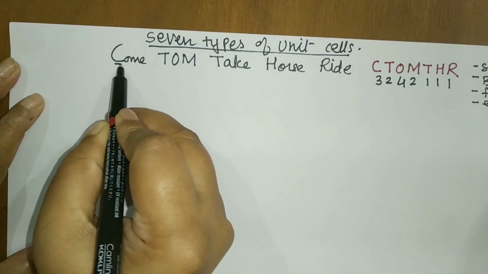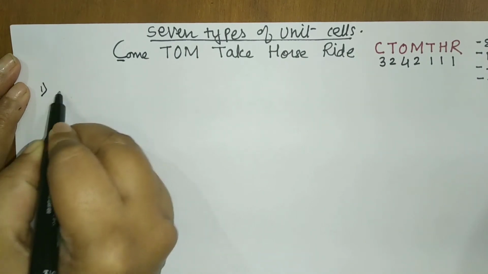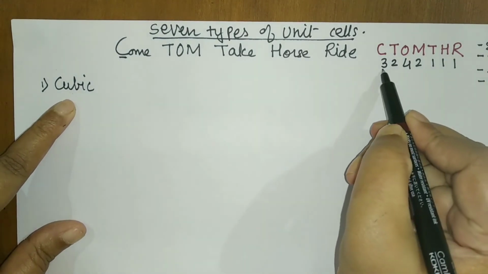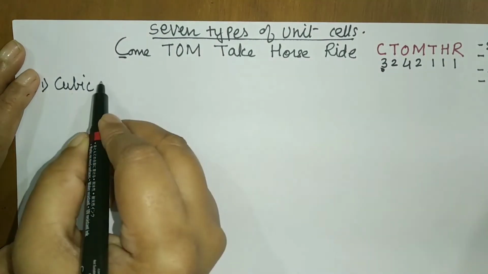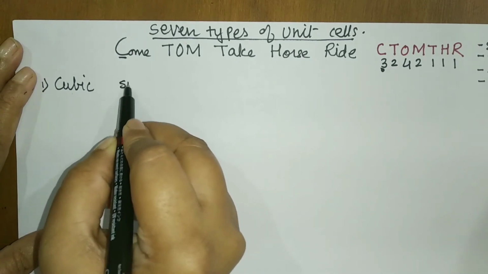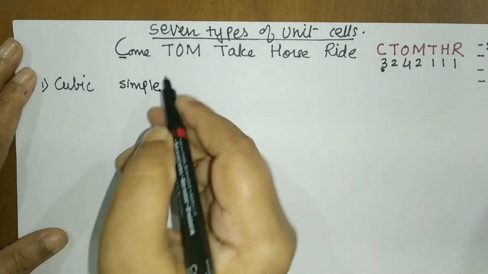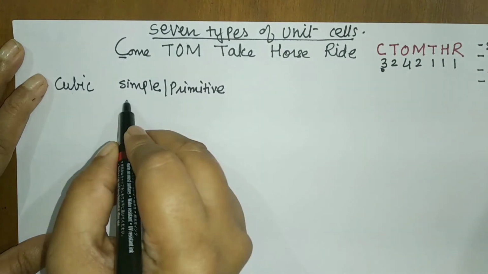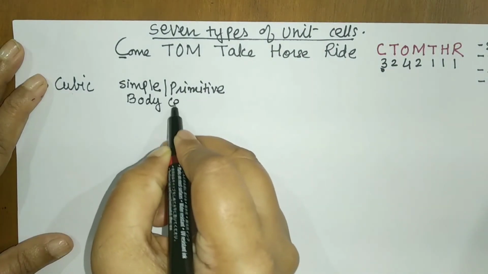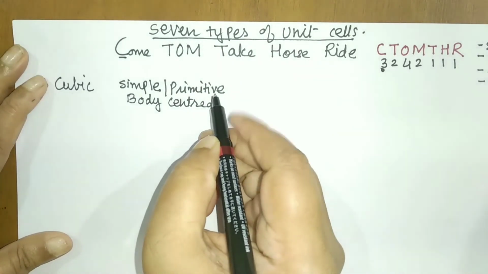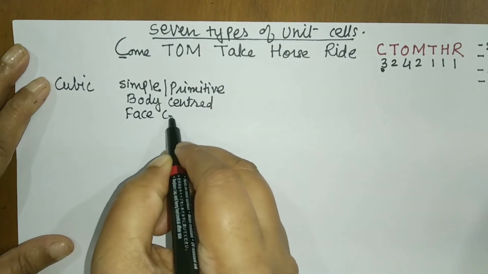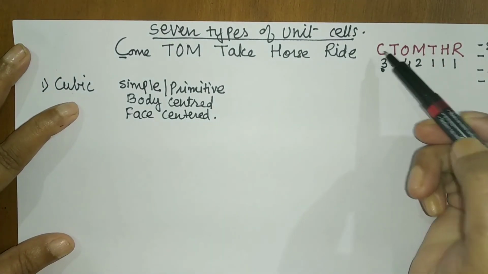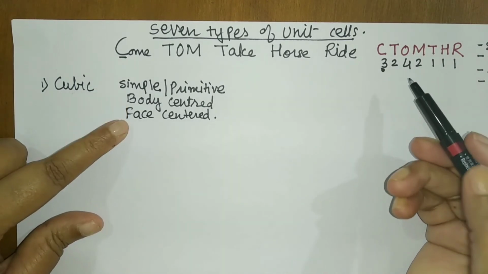As this is C, I will first write cubic. Now in cubic, the number I have given is 3. So how will I write this? For cubic, I will have simple or primitive. You can use any one word, student, both mean the same. Next I will have body centered. Third I will have face centered. So under cubic, I have taken 3, that is simple, body and face.